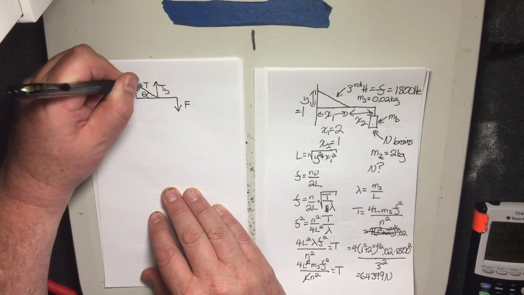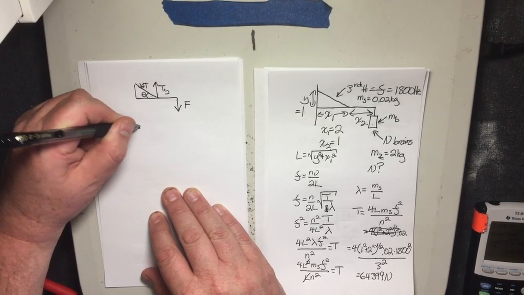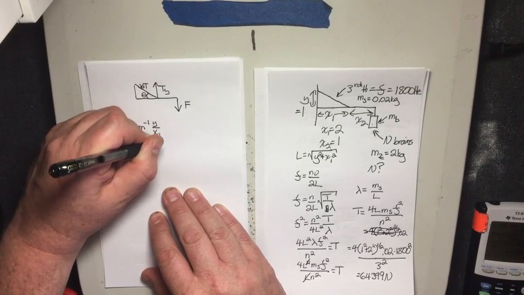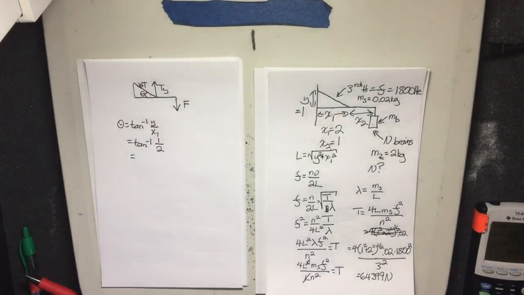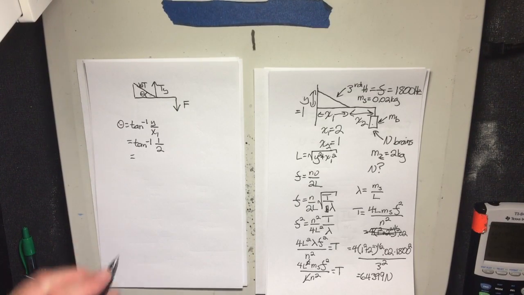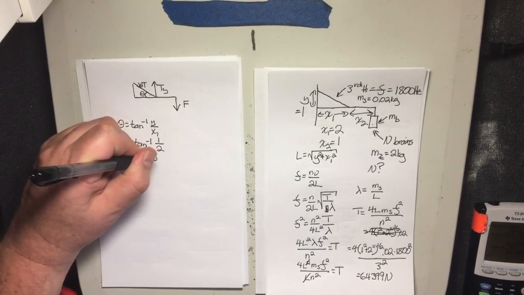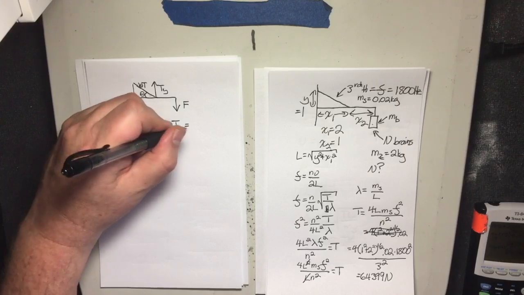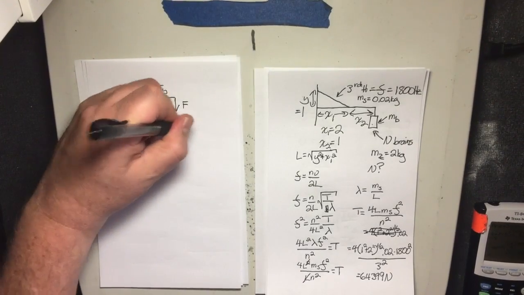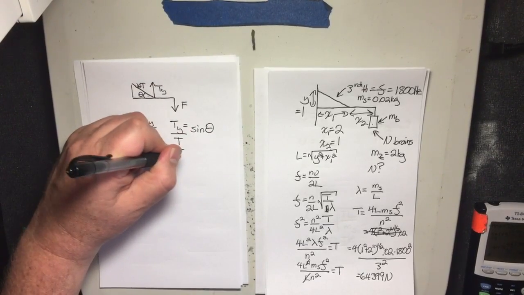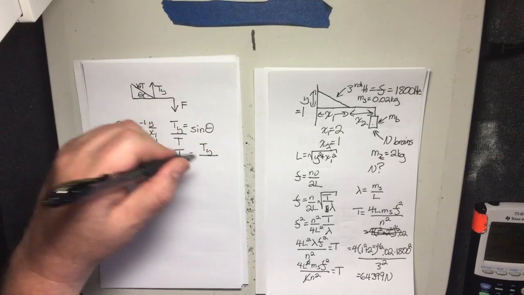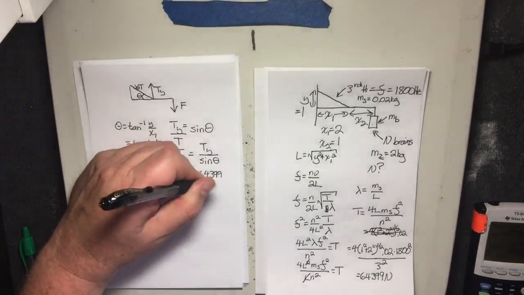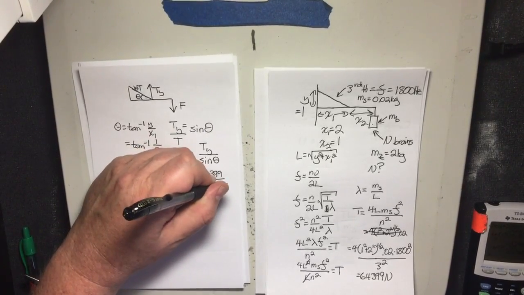So that is theta, that is theta. Theta is inverse tan of y over x1. So tan inverse of y is 1, x1 is 2. So theta is the inverse tan of 0.5. And I get 26.57 degrees. Ty divided by T is sine theta. So T equals Ty divided by sine theta. That makes it 64,399 divided by sine of 26.56 degrees.